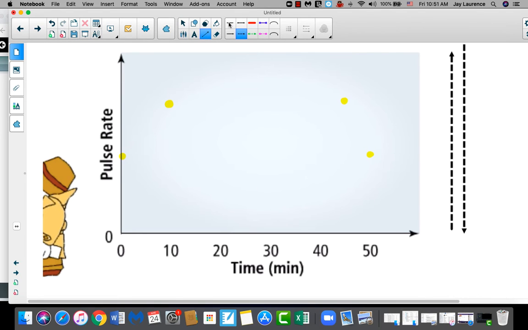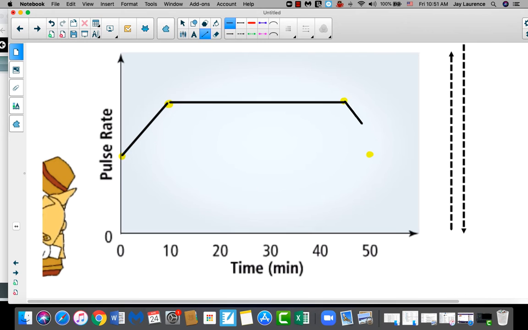Okay, and so the pulse rate is going to be steadily increasing, and then it's going to remain constant, and then it's going to decrease back down to a level that it was at a resting heart rate, or pretty close to it. And there you go. There is the entire graph. Yeah, it's actually pretty simple stuff. Paying attention to your labels and your time intervals.